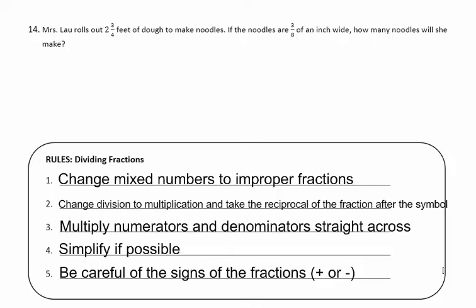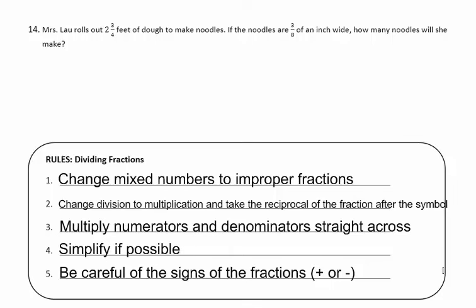We don't divide fractions. We're going to change the division to multiplication. And when we do that, we need to take the reciprocal of the fraction after the symbol we just changed. So we take that fraction after the sign of multiplication and we flip it upside down. The reason we do that is because multiplication and division are opposite operations, so we take the opposite of that fraction afterwards, and that makes it equivalent still.